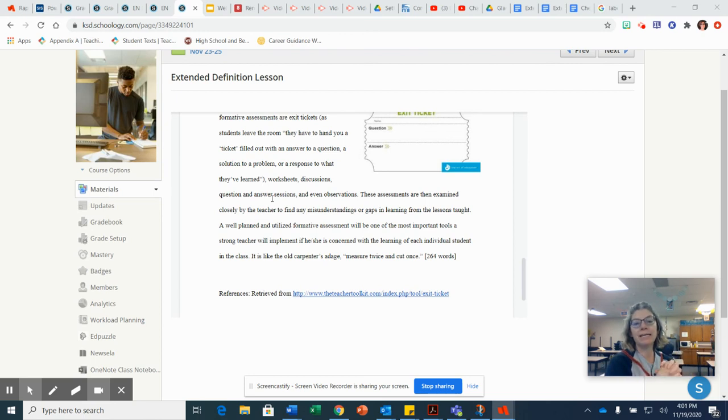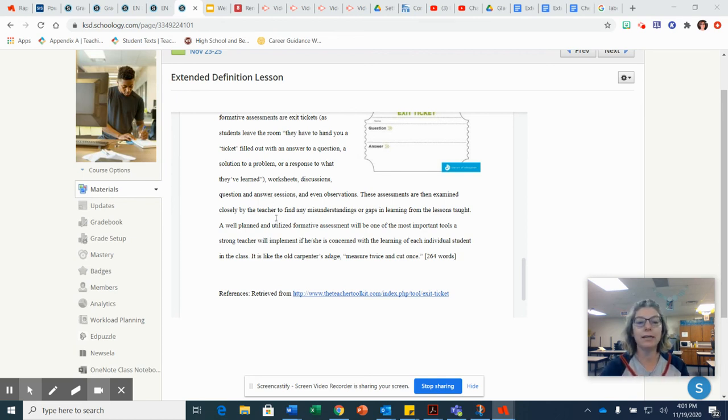These assessments are then examined closely by the teacher to find any misunderstandings or gaps in learning from the lessons taught. A well-planned and utilized formative assessment will be one of the most important tools a strong teacher will implement if he or she is concerned with the learning of each individual student in the class. It is like the old carpenter's adage, measure twice and cut once.